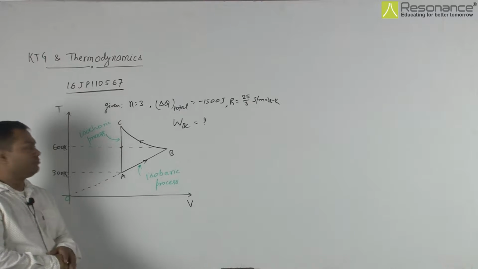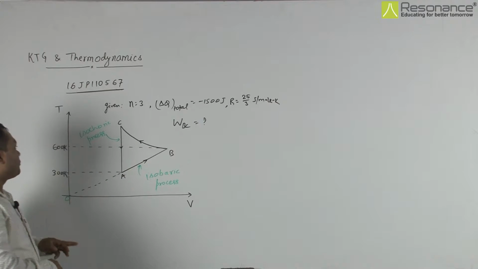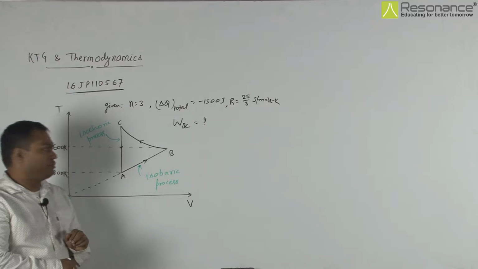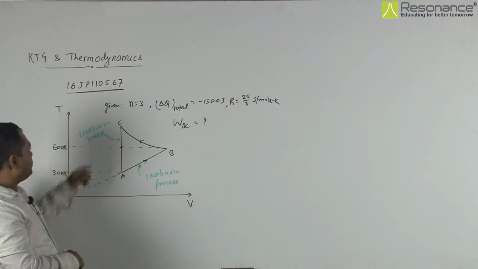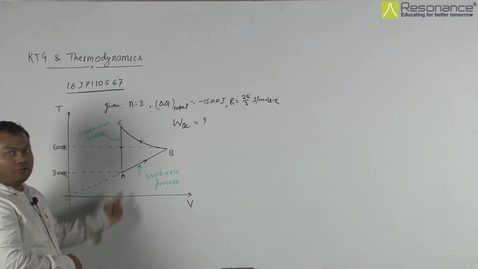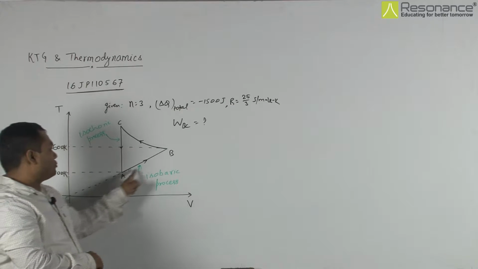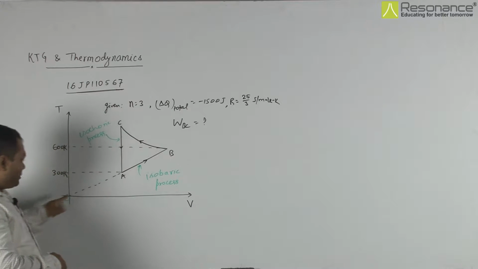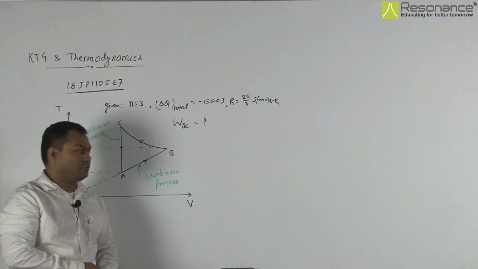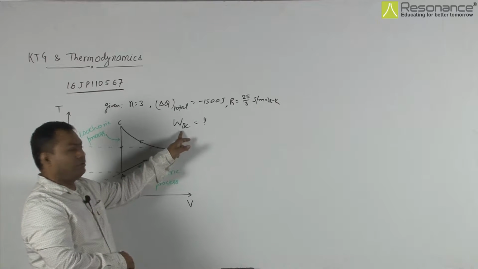In this question, this is cyclic process ABCA. This is the figure for this question. You see, this is a straight line where V is constant, so this is an isochoric process, and this is also a straight line which is passing through the origin, so this is an isobaric process.